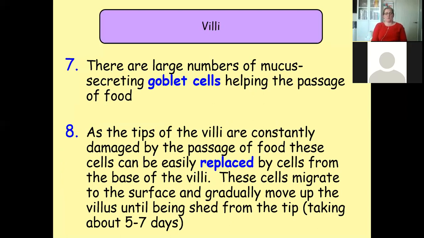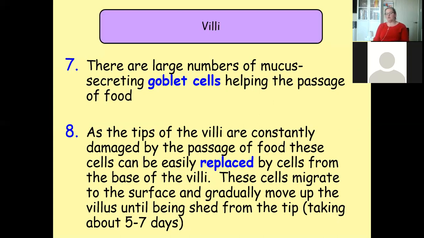The tips of the villi are actually constantly damaged by the passage of food. It's almost as if food's coming past and you just rubbed your hand every time food was coming past; your skin cells would get damaged a lot. The top of the villi are damaged a lot. So these are easily replaced by cells from the base of the villi. What happens is these cells migrate to the surface and gradually move up the villus until being shed from the tip. And this takes about 5 to 7 days.